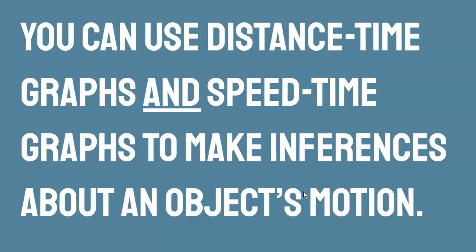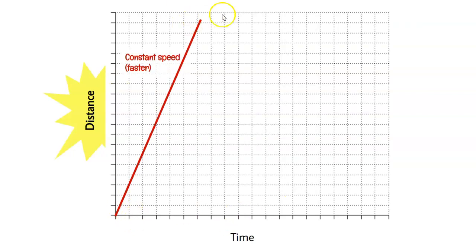So the last thing that we're going to look at is you can actually use both of these graphs, distance time and speed time graphs, to make inferences about an object's motion, even if you don't know any of the numbers about it. So on a distance graph, if the line is a straight diagonal line, it's a constant speed. And depending on the slope of the line, whether it's a positive or a negative slope, it gives you whether it's going faster or slower. So both of these lines show a constant speed, but the one that has a higher angle is going faster. If it's a lower angle, it's going slower, but it's still a constant speed.